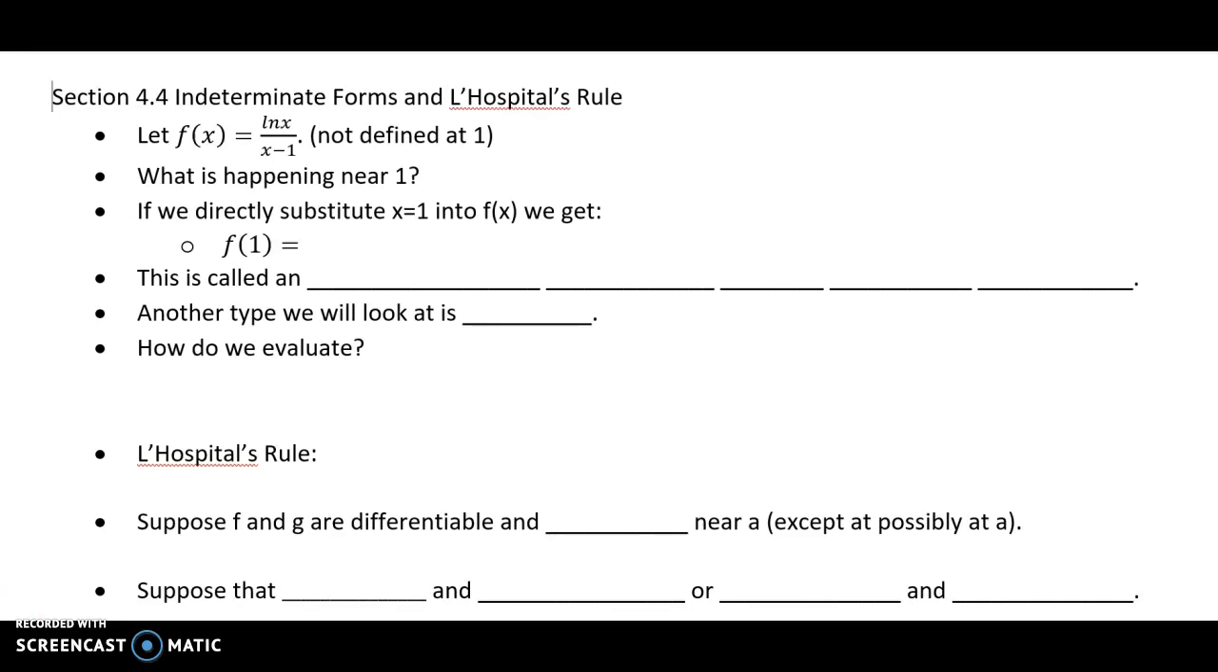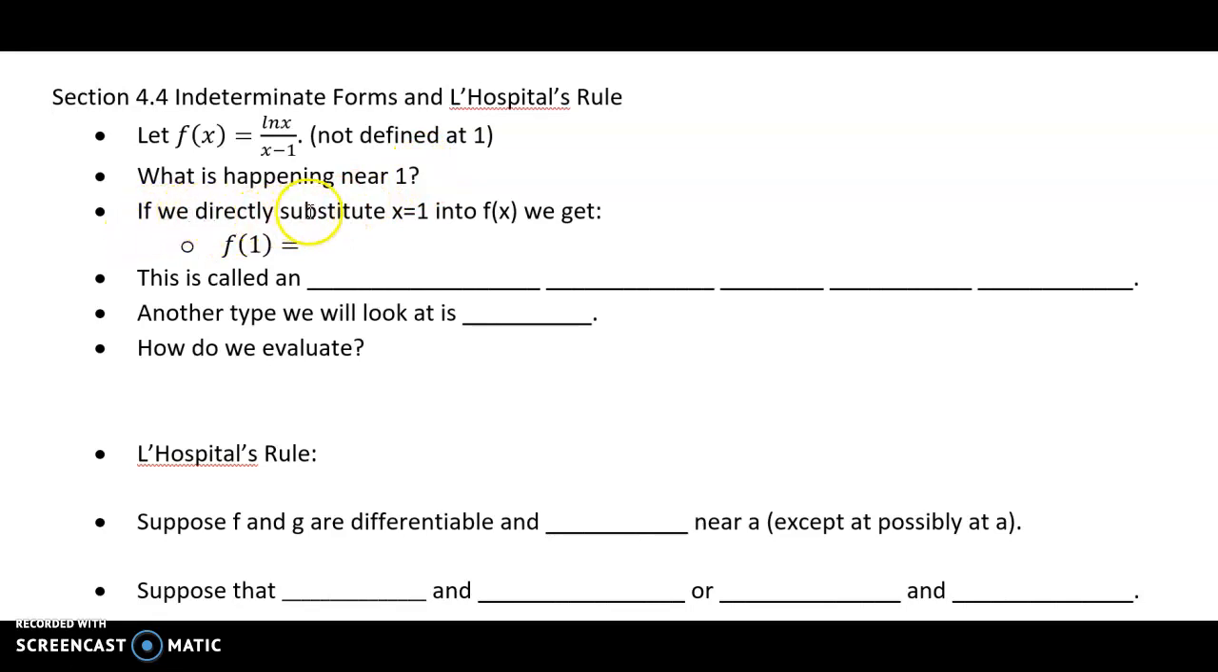Okay, so we're going to start off by discussing this function. Let f of x equal the natural log of x over x minus 1. This function is not defined at x equals 1, right? When you plug 1 in, you get 0 in the denominator. But we're not concerned with what's happening at 1, but what's happening near 1.